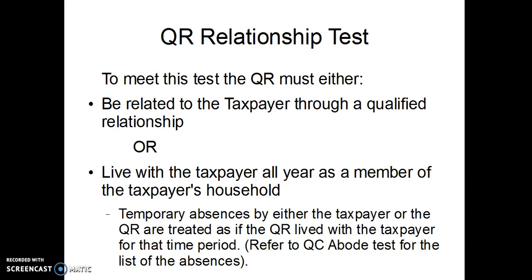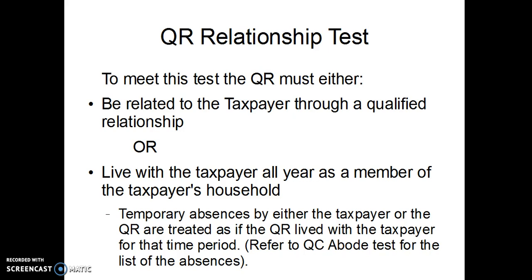So once we have that satisfied, and if we know that they cannot be a qualifying child for someone else, we look at the following three tests. First one being the relationship test. Now, this is not the same relationship test that we looked at for the qualifying child. You'll notice it is different. So to meet this test, the qualifying relative must either be related to the taxpayer through a qualified relationship, and the relationships are listed in Publication 17. You can look them up online as well, and I'll go through some of those relationships. Or live with the taxpayer all year as a member of the taxpayer's household.